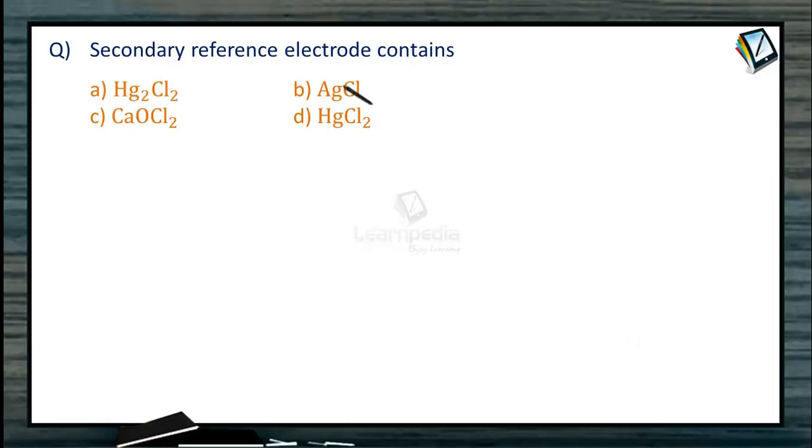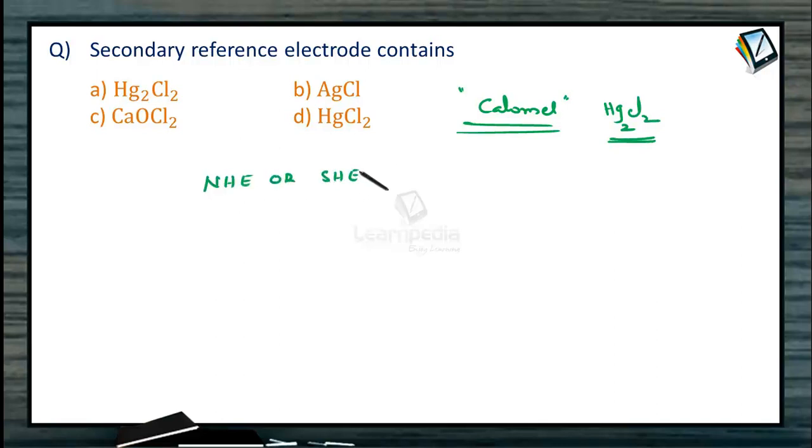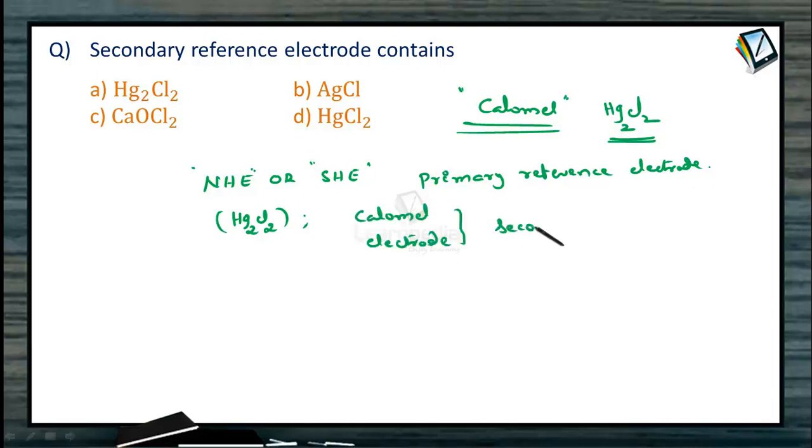The secondary reference electrode contains Hg2Cl2, AgCl, CaOCl2, or HgCl2. So calomel is the common name, in fact, for mercurous chloride, Hg2Cl2. And as you know, the normal hydrogen electrode or standard hydrogen electrode is used as the primary reference electrode, while this mercurous chloride, where it is called the calomel electrode, is used as the secondary reference electrode.